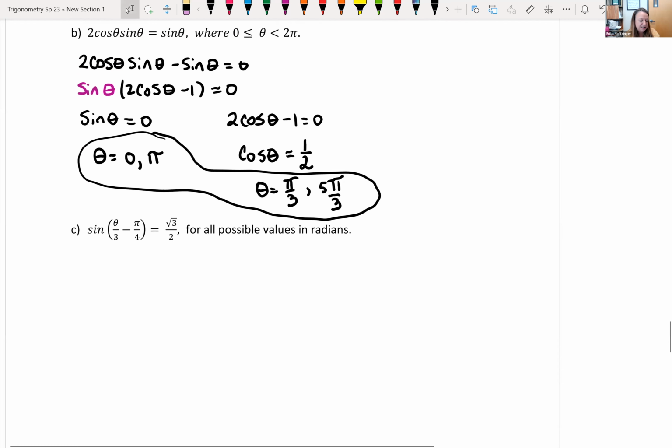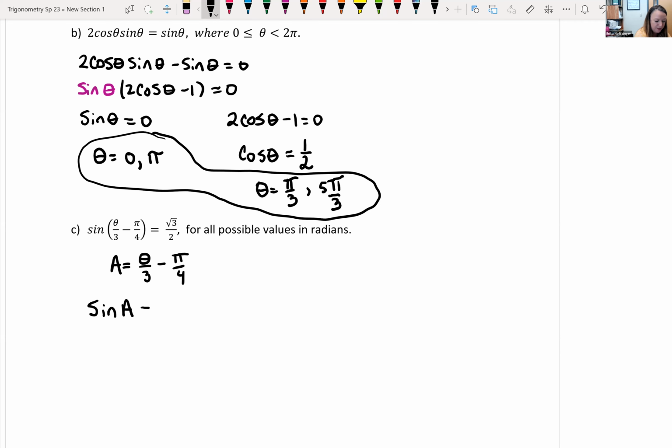Part C says we have sine of theta divided by 3, and then minus pi fourths. We want to know when is this equal to root 3 over 2. And we want to find all possible values in radians. So let's take our argument, which is theta over 3 minus pi fourths, and let's rewrite that as A, capital A. And so if we do that, we can rewrite this as sine of A, capital A. We want this to equal root 3 all over 2.